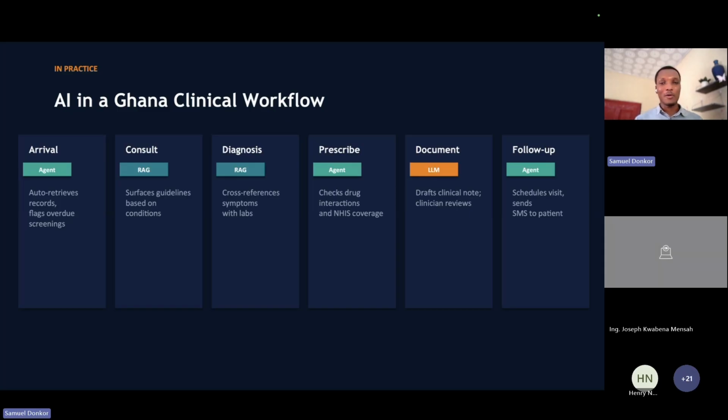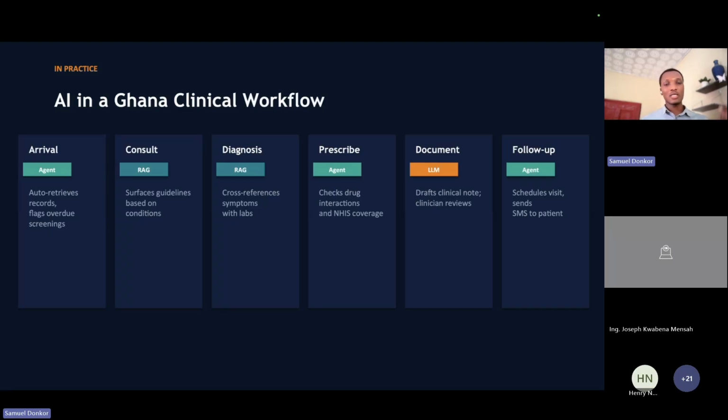Then you also have consulting, basically surfacing guidelines based on conditions. In the demo, at the very top, there was a flag that said, hey, there's a possible drug interaction between this drug and that drug, and there's something worth looking at. So specifically when it comes to clinical decision support, RAG is very useful because it retrieves guidelines, for example WHO guidelines for specific conditions. It's also very useful for diagnosis when you want to cross-reference symptoms and labs.